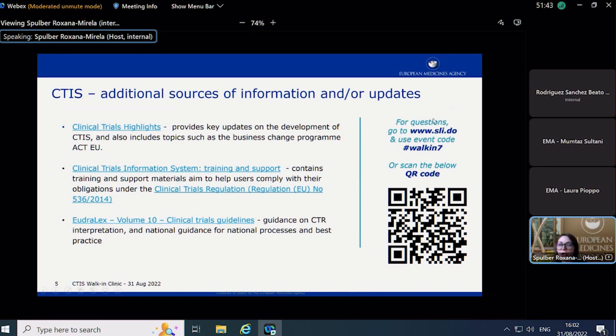For more information on CTIS, you can consult various resources, some of them listed on this slide: the CT Highlights newsletter, the training and support page, and for guidance on CTR interpretation, you can consult EudraLex Volume 10.